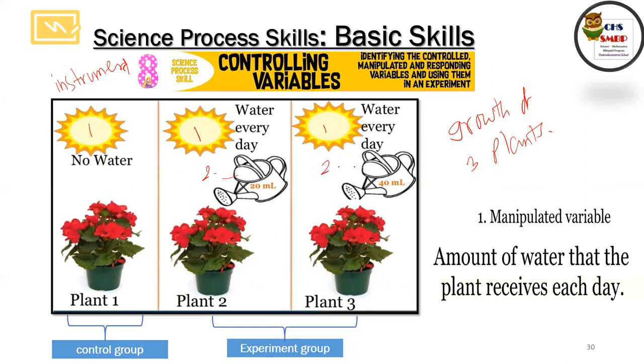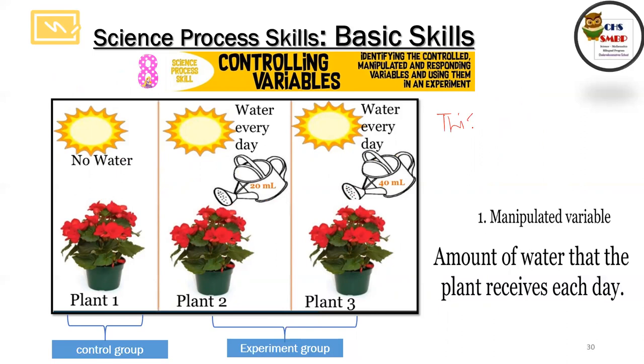water, and then you see water. What is the water? Water is also a variable. What kind of variable? We can change the variables. You see in example one, no water, right? And then in example two or plan two, you see 20 milliliters of water. And then in plan three, 40 milliliters of water. So based on this experiment, what can we conclude, or how do we form a hypothesis?